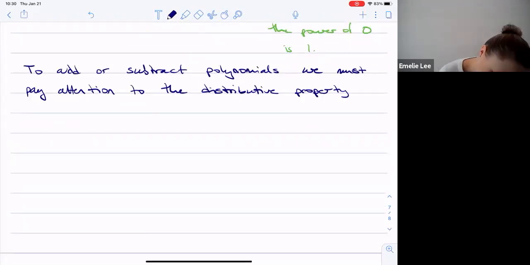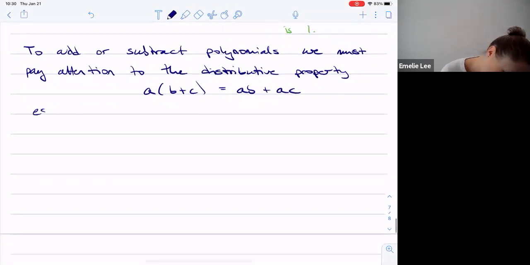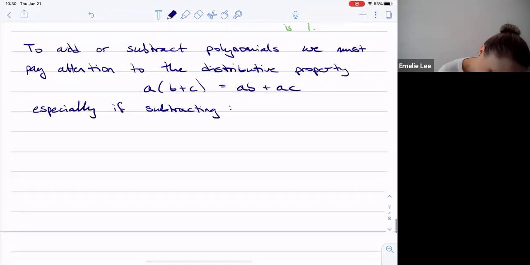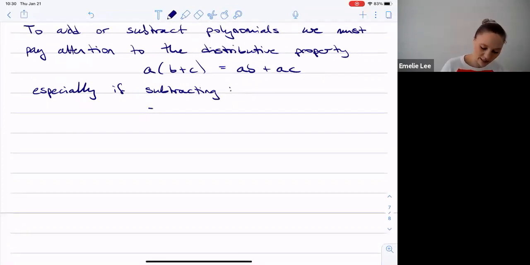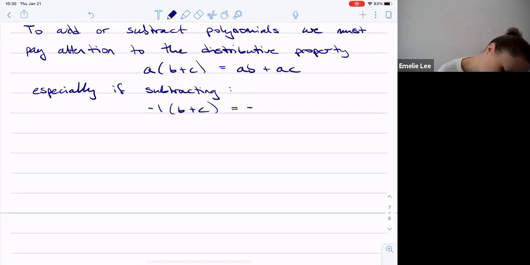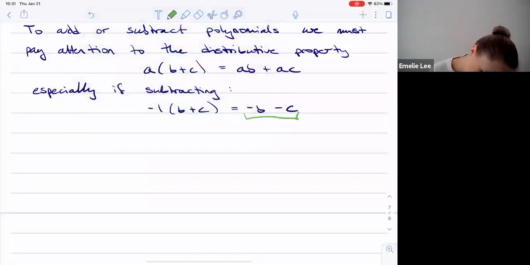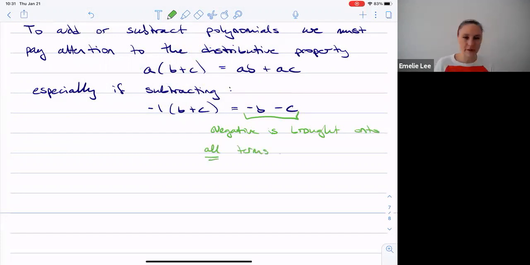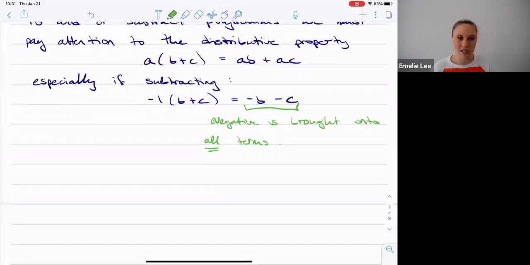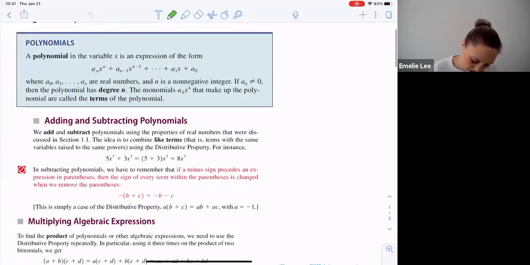Which says that a times b plus c is the same as ab plus ac, right? Especially if subtracting, right? So that's the same as having negative one as my a times b plus c, then it becomes negative b minus c, right? So then we have to bring this subtraction inside. Negative is brought onto all terms. We'll do some examples to emphasize that. It's a pretty common mistake that I see, so make sure you pay attention to it.